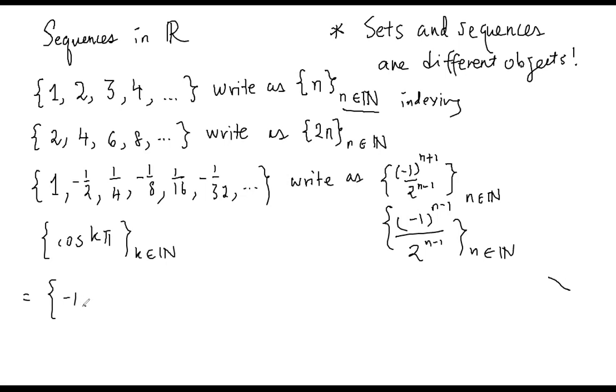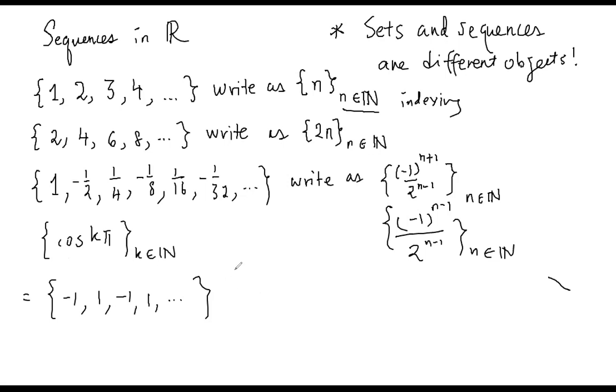Minus 1, right? Because cos 0 is 1, cos pi is minus 1. And then 2 cos 2 pi, you will come back to 1. Cos 3 pi, you will go back to minus 1, right? So basically, it's a sequence of alternating minus 1 and 1. Minus 1, 1, minus 1, 1, and so on.